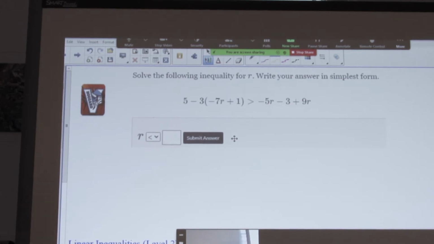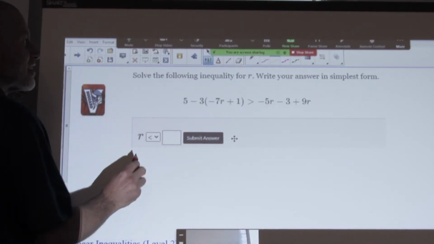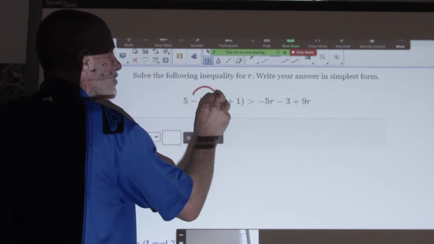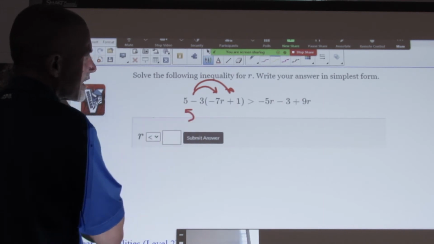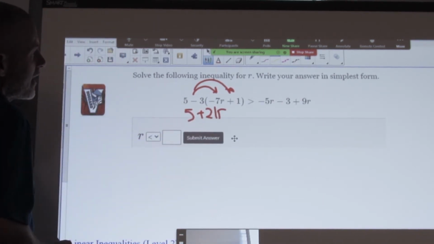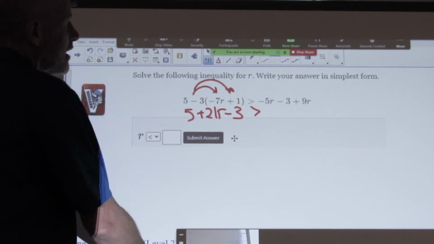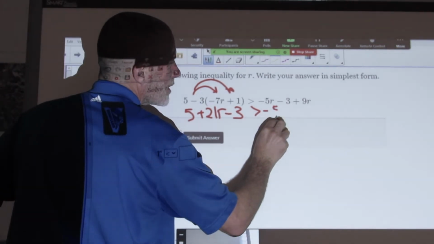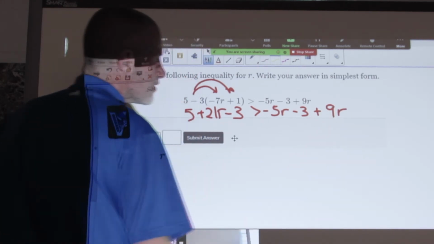In case the other one doesn't look good. Alright, so I read this. 5 minus 3 times the quantity negative 7r plus 1 on both sides. There's distribute. We all recognize that immediately. Negative times negative is positive. And negative times positive is negative. So negative 3 times 1 is negative 3. And I'm not going to combine my like terms until the next step. Probably the best procedure.